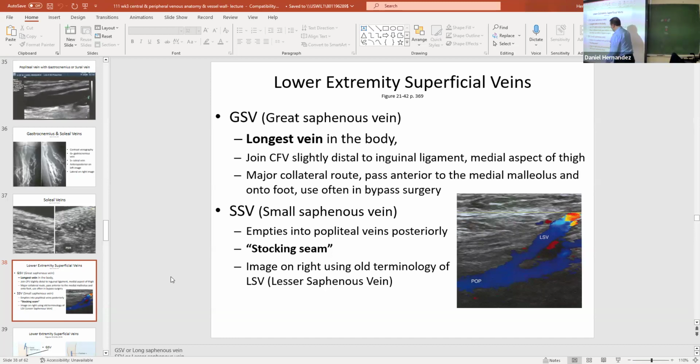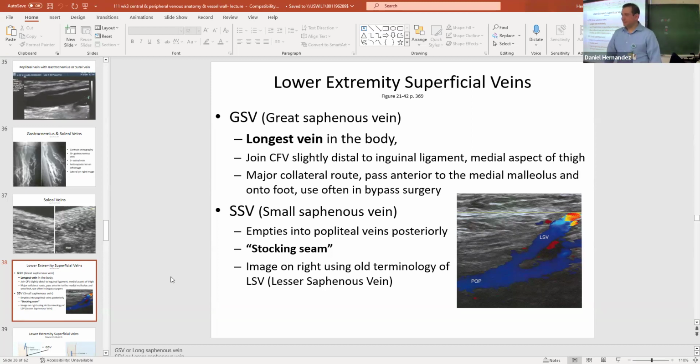Older terminology refers to it as the lesser saphenous vein, or LSV. So you might see some literature or older textbooks referring to the small saphenous as the LSV, or lesser saphenous vein. So great saphenous vein, lesser saphenous vein, or small saphenous vein.